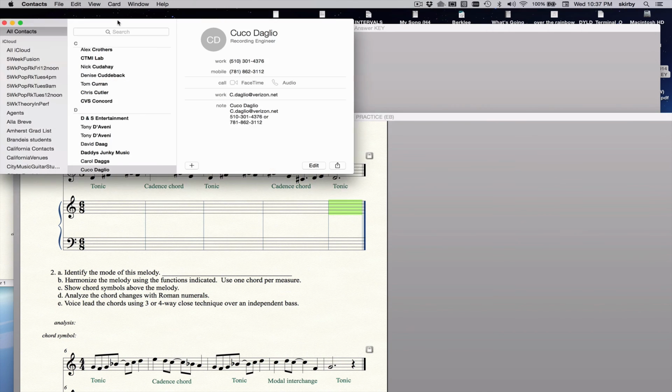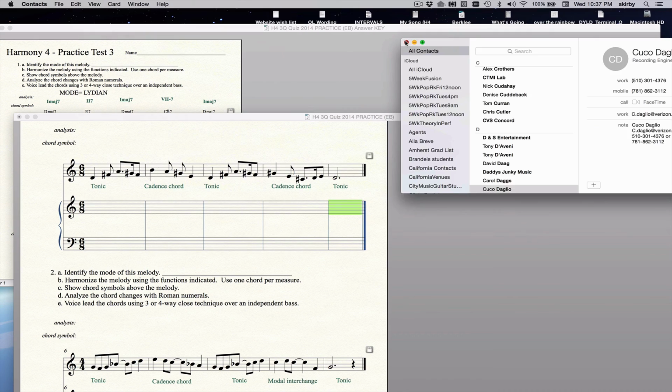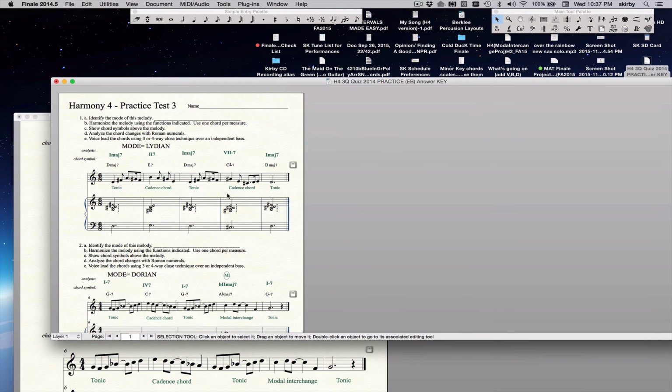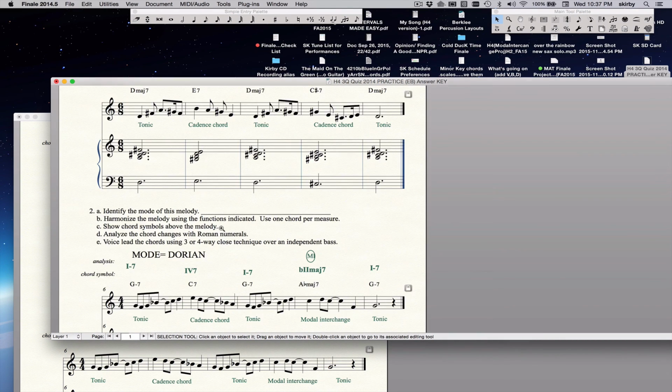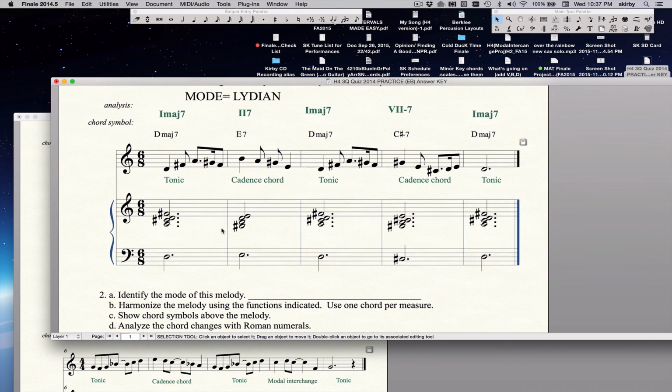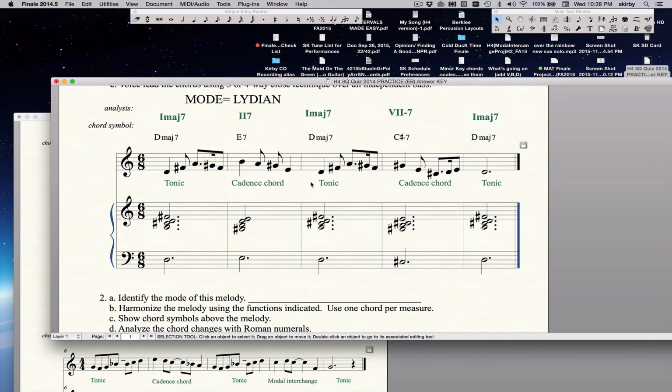So here's the answer to that one. Lydian mode, there's one solution. There's more than one right answer. Of course, you could have different cadence chords in different places.